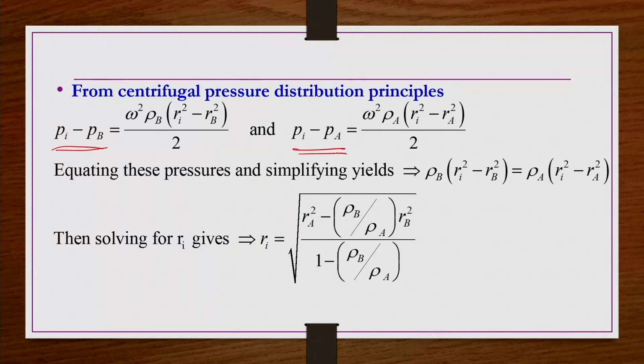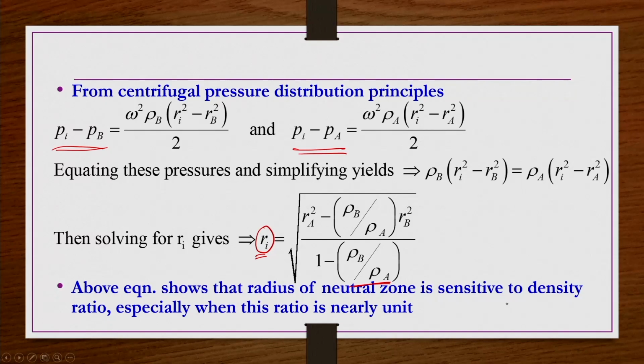So when we equate these equations, you will get ρb(Ri² − Rb²) = ρa(Ri² − Ra²). When you solve this equation for Ri, we get Ri = square root of [(Ra² − (ρb/ρa)Rb²) / (1 − ρb/ρa)]. Now we can see that ρb/ρa, the density ratio of light to heavy liquid, is going to play a very vital role in positioning this Ri.